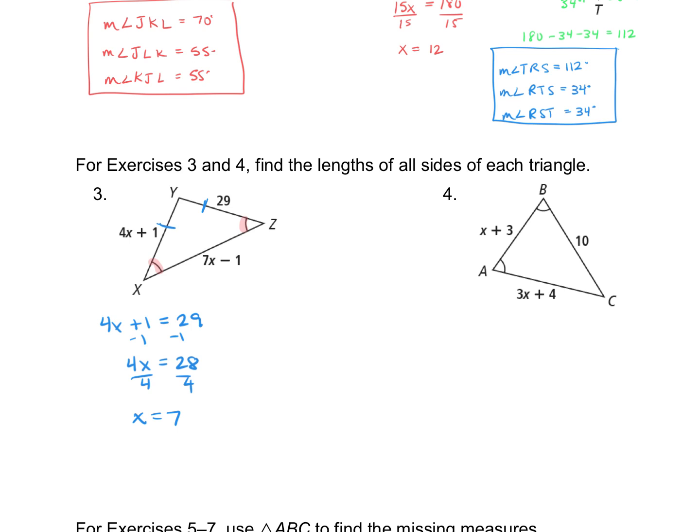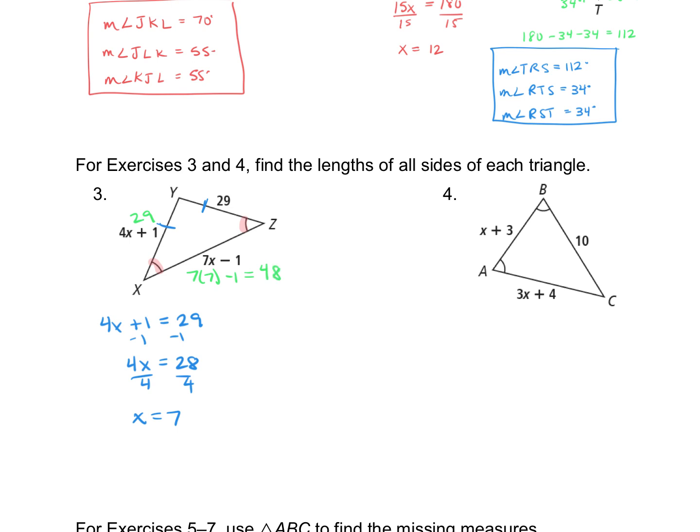I will say right here, though, segment or side YX is congruent to YZ, and because YZ is 29, I know that this side is going to be 29. But then we can plug in 7 for this x, 7 times 7 minus 1. That's 49 minus 1, which is 48.